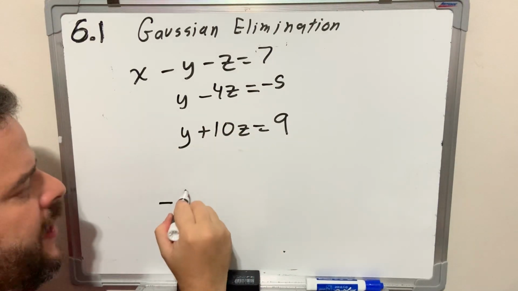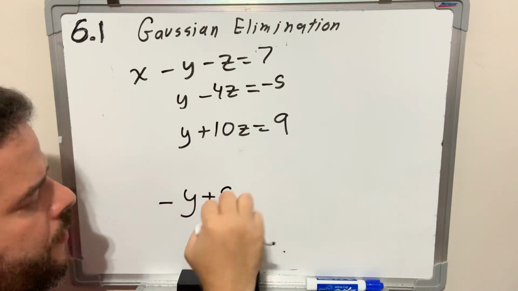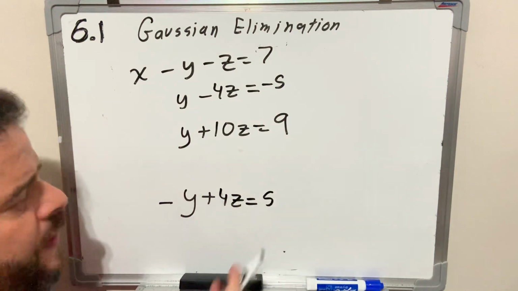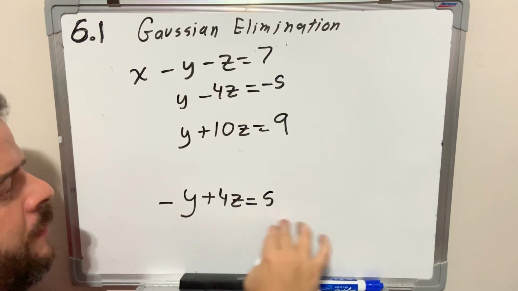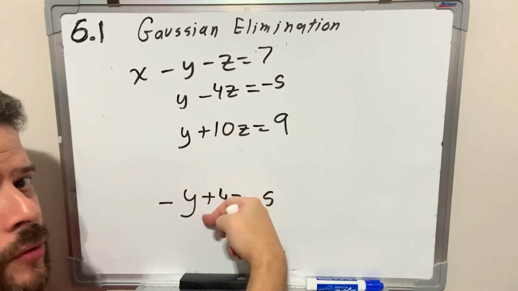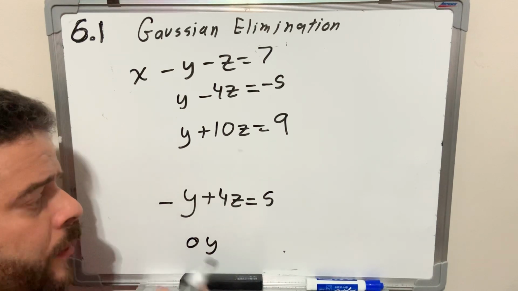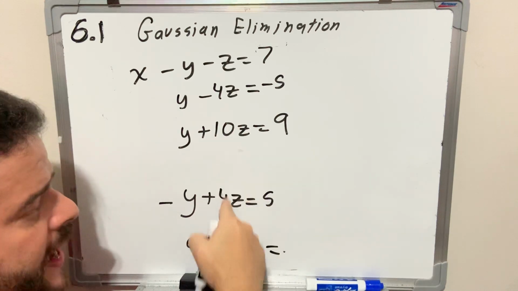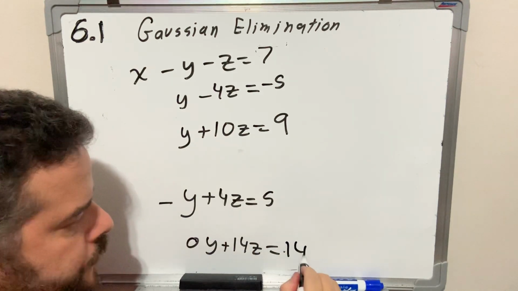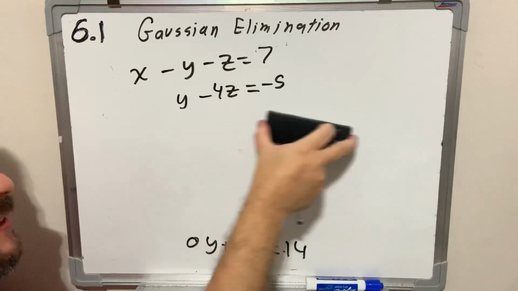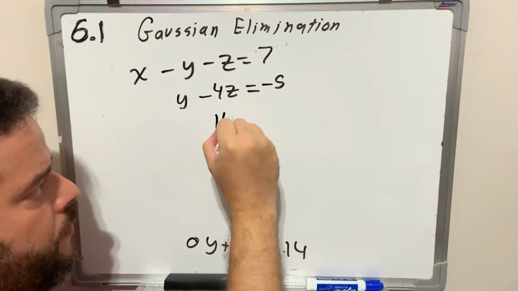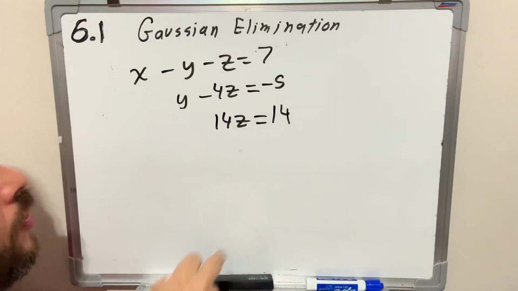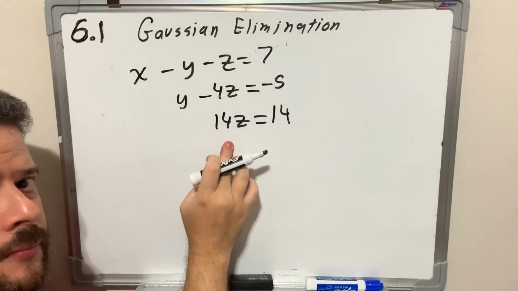When I multiply this by -1, I get -y plus 4z equals 5. Again, this is the second one multiplied by -1. Now when I add these two, my y goes away, which is what I wanted, plus 14z, when I add these two, equals 14. So I'm going to erase these now and write my final equation. 14z equals 14.